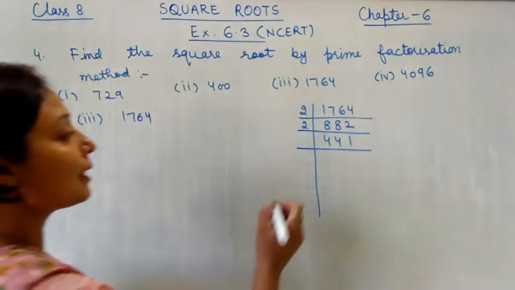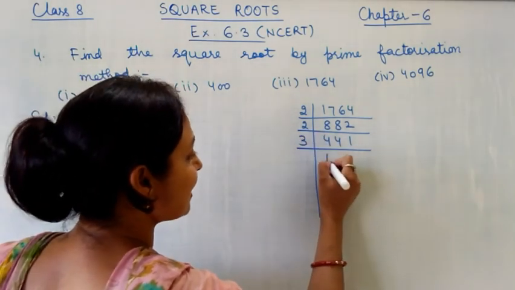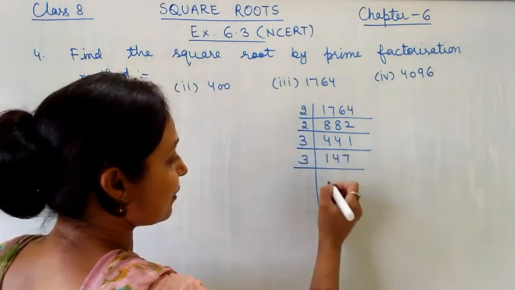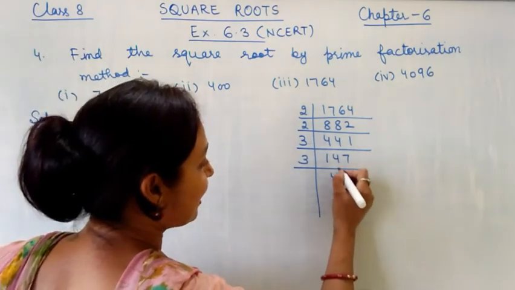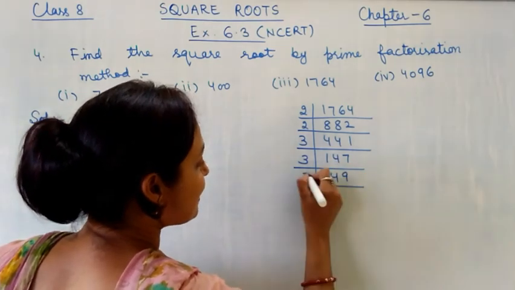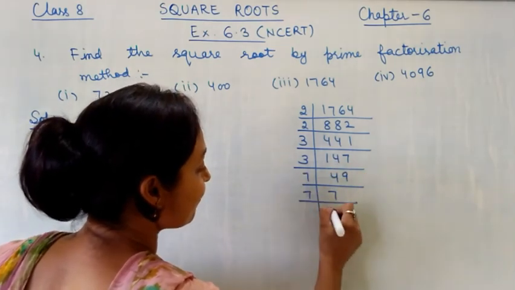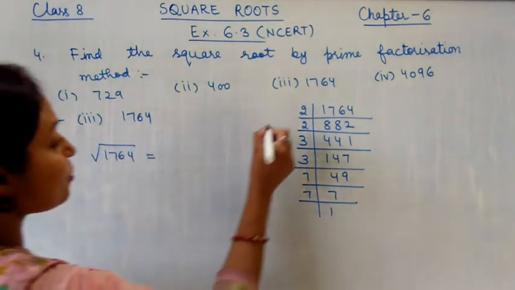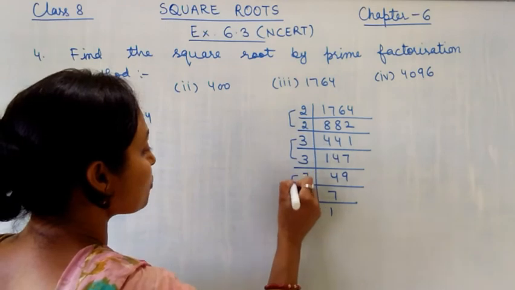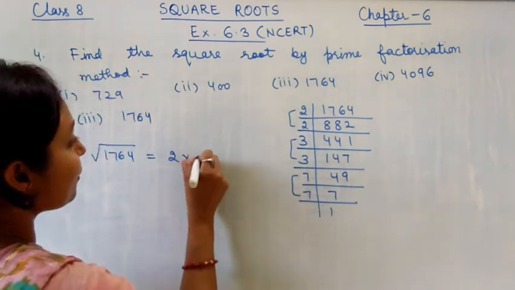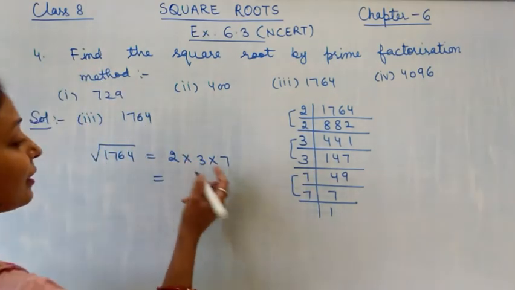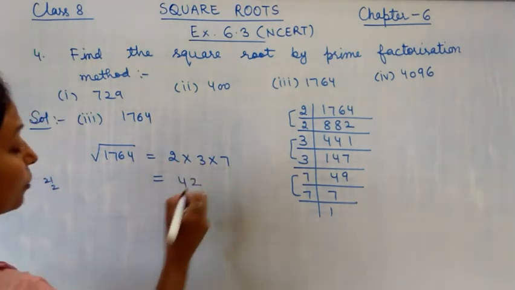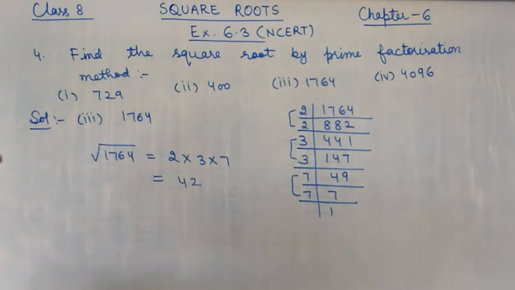Is it divisible by 3? I will check. 3 1s are 3, 3 4s are 12, 3 7s are 21. Now after cancellation by 3, then take 7: 7 7s are 49, 7 1s are 7. Now the square root of 1764 is equal to 2 into 3 into 7. 7 3s are 21, 21 2s are 42. The square root of 1764 is 42.